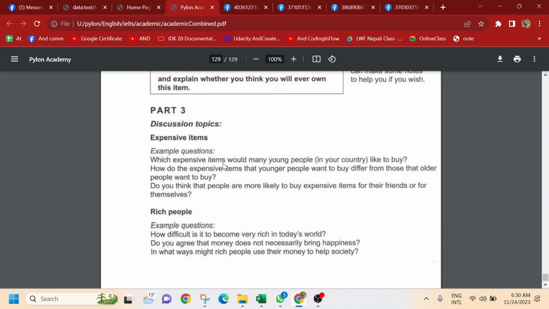Which expensive items would many young people in your country like to buy? Next, how do the expensive items that younger people want to buy differ from those that older people want to buy? Do you think that people are more likely to buy expensive items for their friends or for themselves? So these are the sample questions, and these are more opinion based. The answer for these questions would be different from different people.